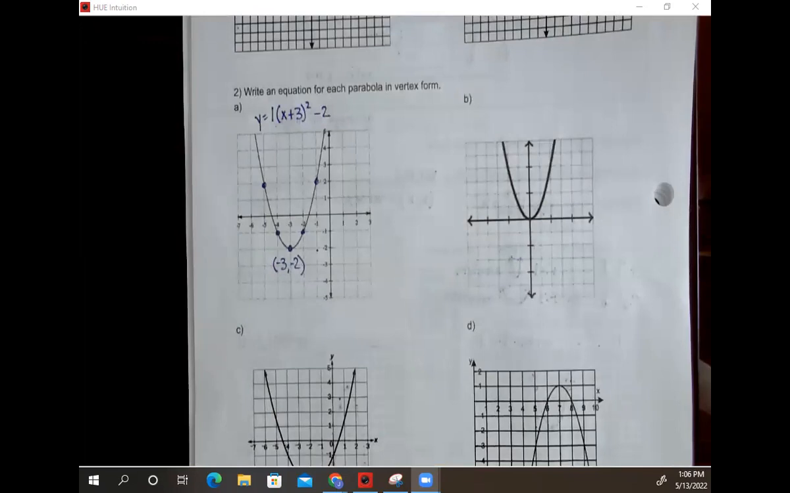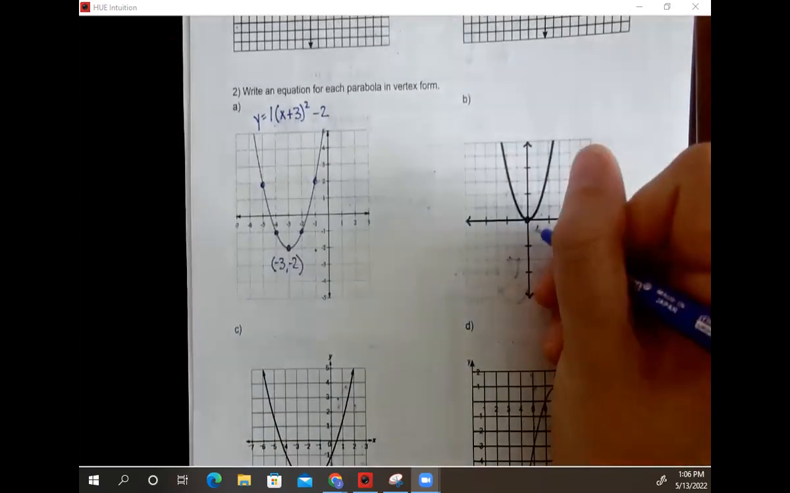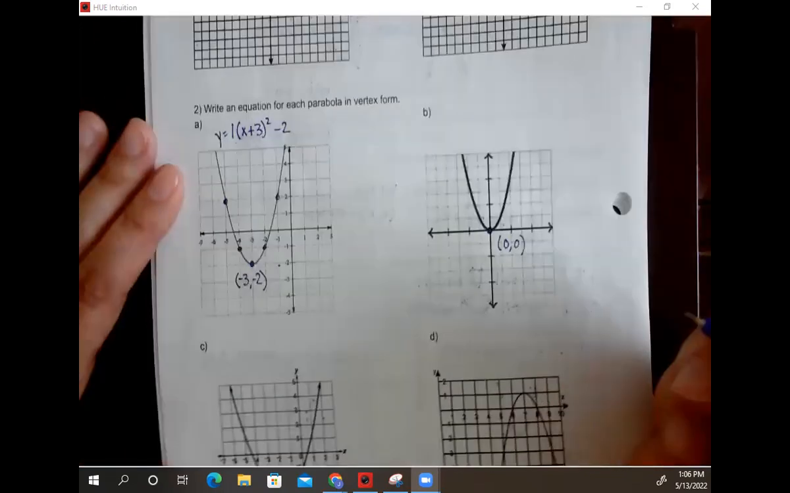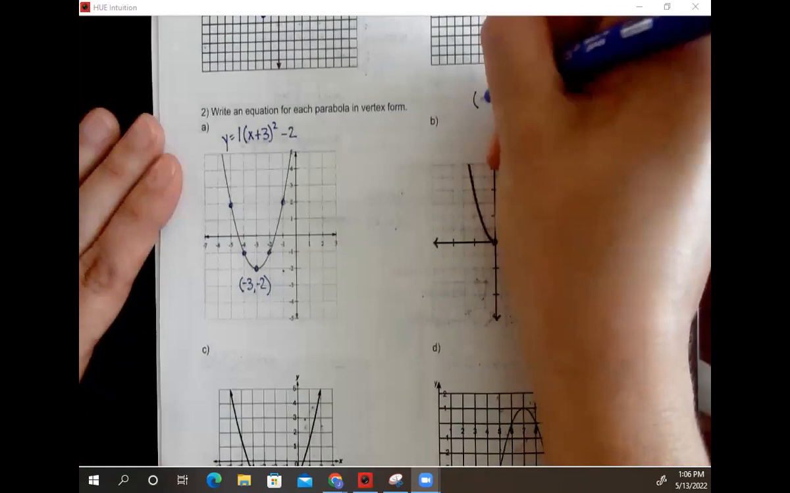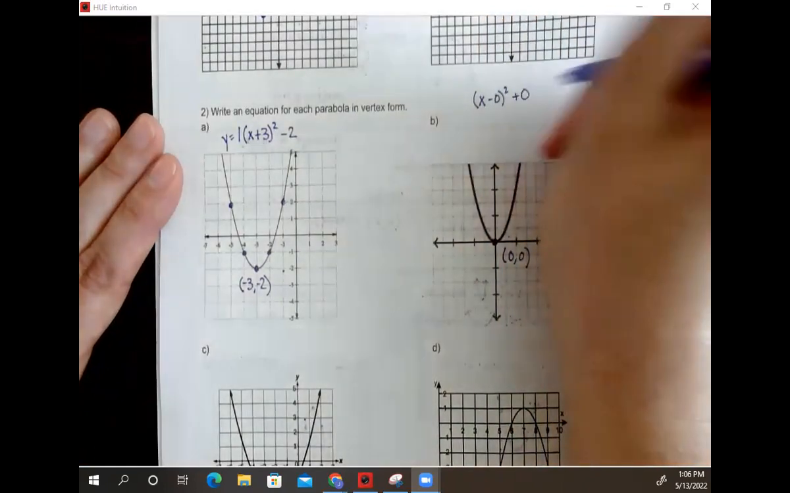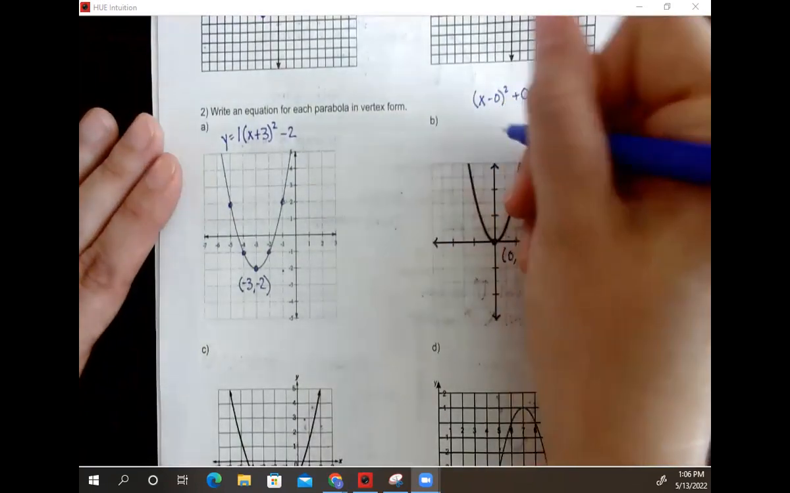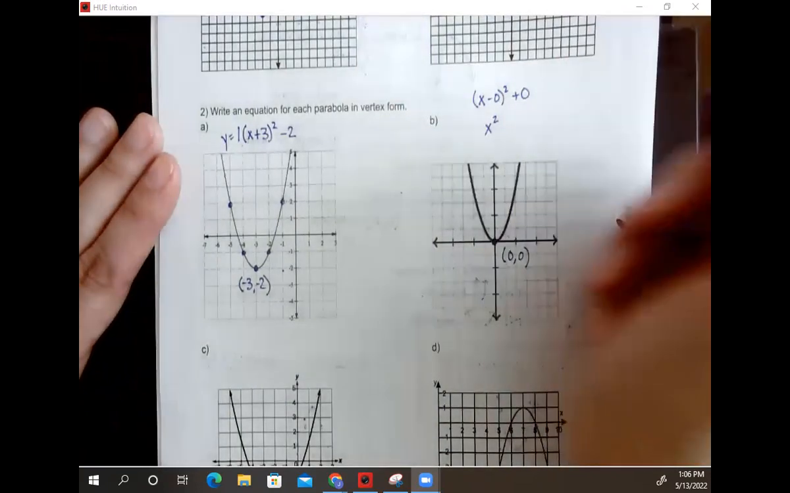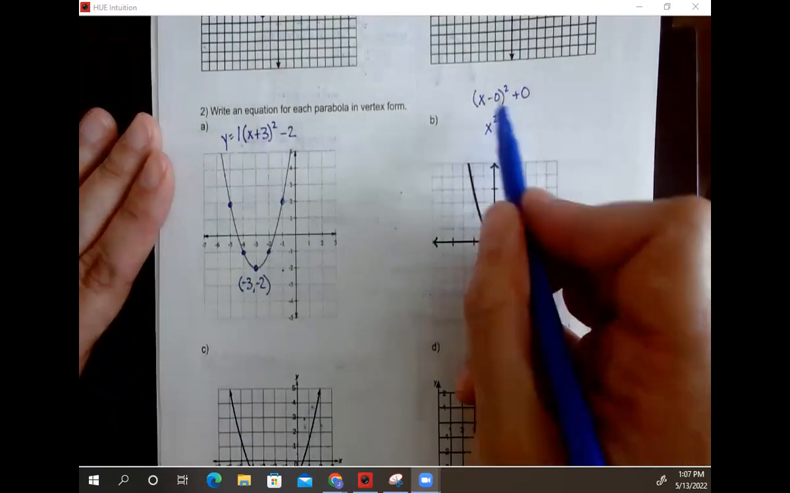Number 2B, same idea. I'm going to start with my vertex, and my vertex on this one is at the origin, 0, 0. So there are 2 ways I could write this, and I would take either. I could say that I have x minus 0 squared plus 0. Or you could say, well, x minus 0 is just x, so that's really just x squared. And then adding on 0 doesn't change it, so it's still just x squared. So I would take either version here.